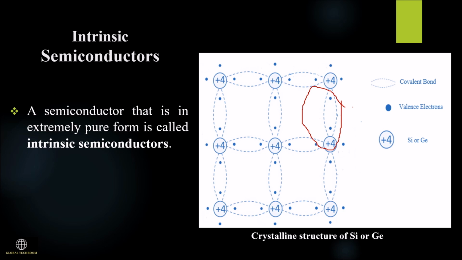When such an atom is brought close to another atom, the valence electrons of these atoms combine to form an electron pair. This bond is called a covalent bond, but this is not very strong. At low temperature, no free electrons are available for conduction as all the valence electrons are strongly bonded to the nucleus.